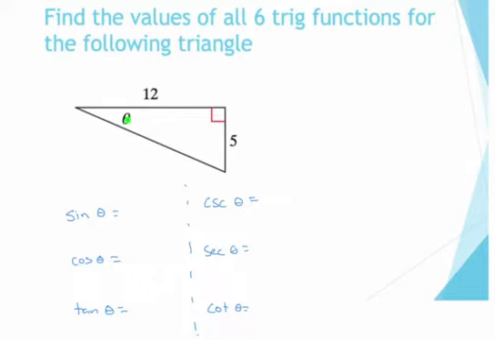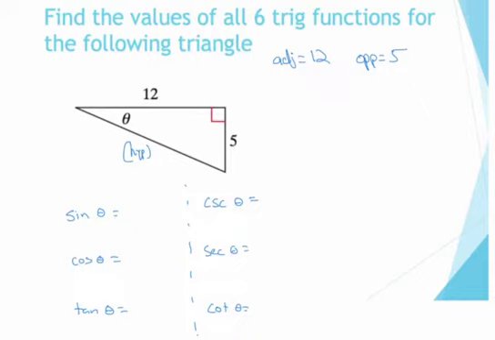So I want to know my adjacent, my opposite, and my hypotenuse. So if I look, right beside this angle is 12. So my adjacent is 12. And then coming across to the other side, my opposite side is 5. And then that leaves me with the hypotenuse right here. So I don't know the hypotenuse, but I can find it with the Pythagorean theorem.